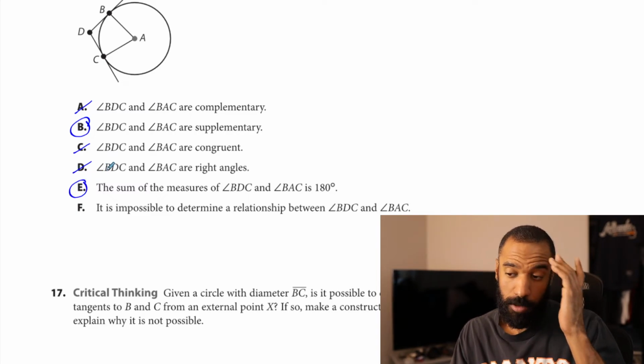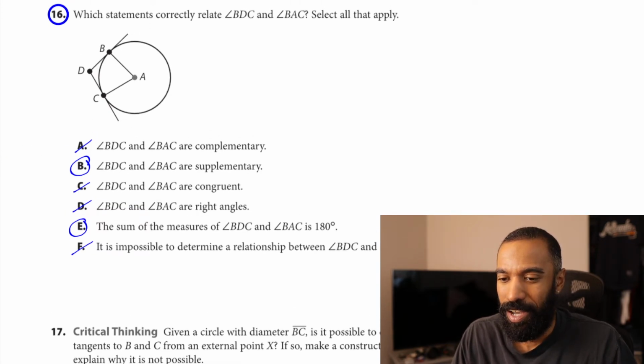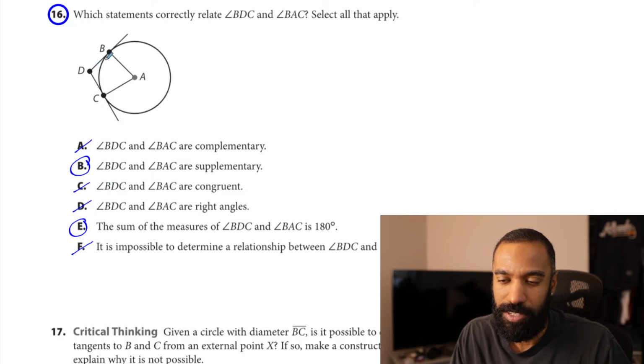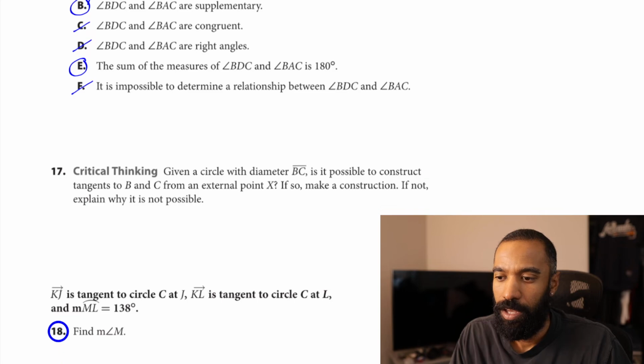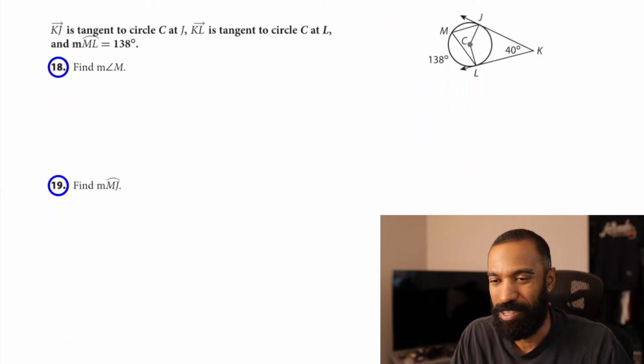It's impossible to determine a relationship. No, it's not impossible. We know that B and E, they're supplementary. They add to 180. Straight up. Now, again, the congruent, if this said DBA and DCA, B, C, D, and E would have been the answers for that. All right, let's skip critical thinking because that wasn't the problem that I gave them.